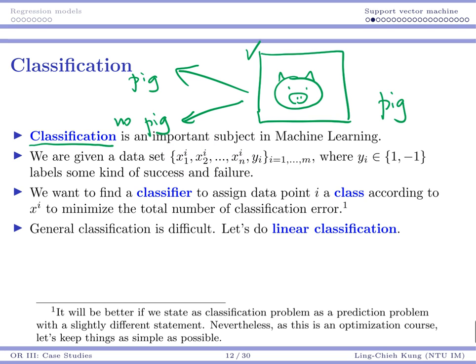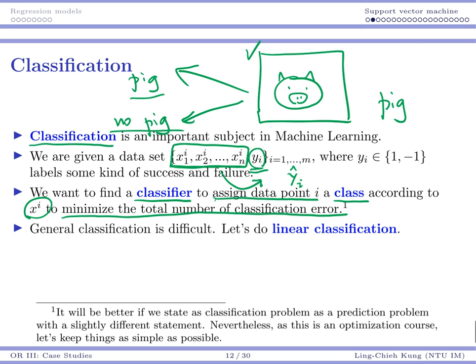So let's focus back to theory or the abstract formulation. We want to find a classifier to assign data point i to a class, either pig or no pig, according to xi. Okay, we want to read this information and assign this data point to a class. And once we do this assignment, we get some kind of yi hat. We determine its class, and then we check whether we are doing right or wrong. We want to somehow minimize the total number of classification errors. That's about classification in general.